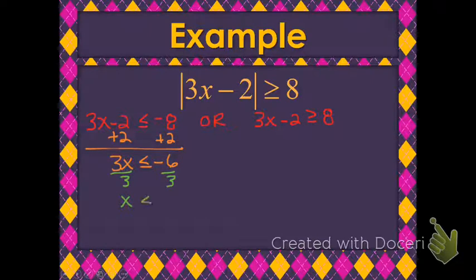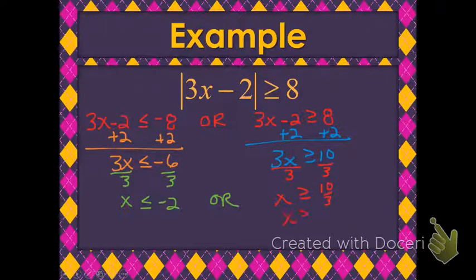We get x is less than or equal to -2, or x is greater than or equal to 10/3, which is the same thing as x is greater than or equal to 3.3 repeating.